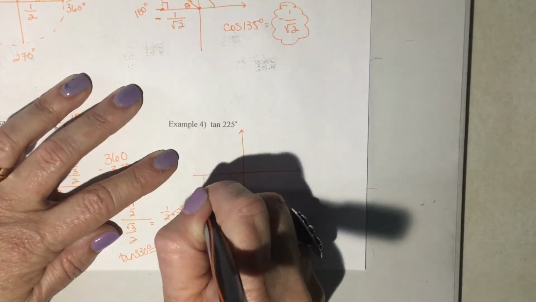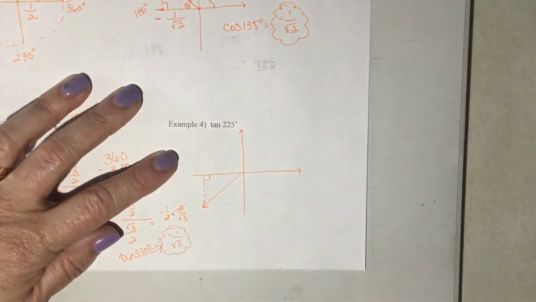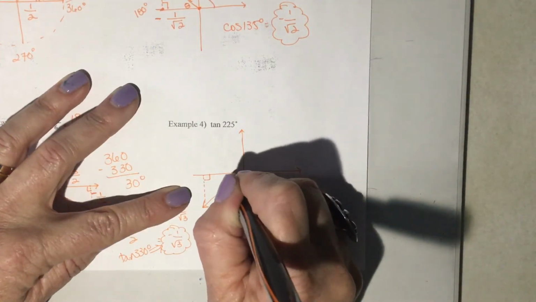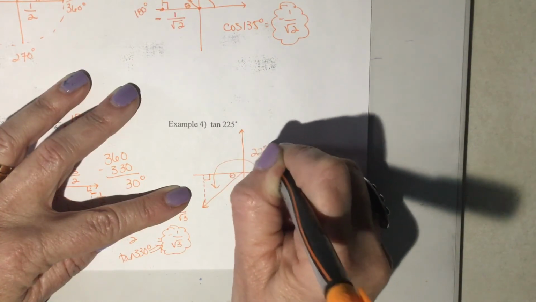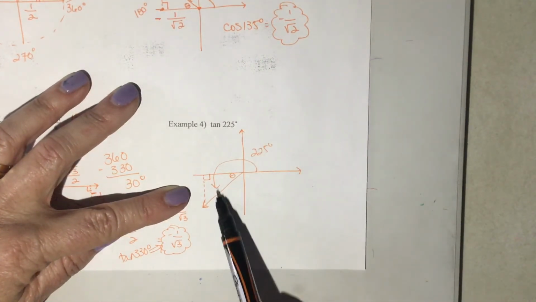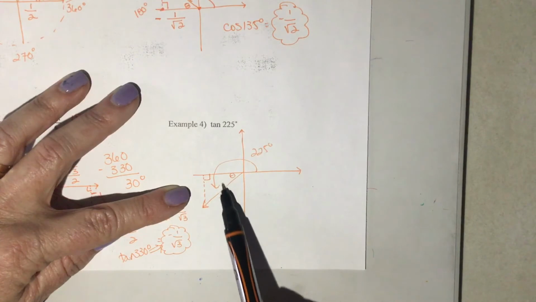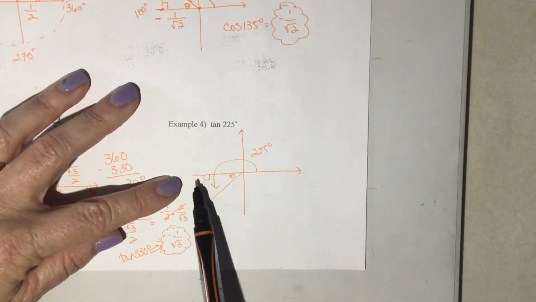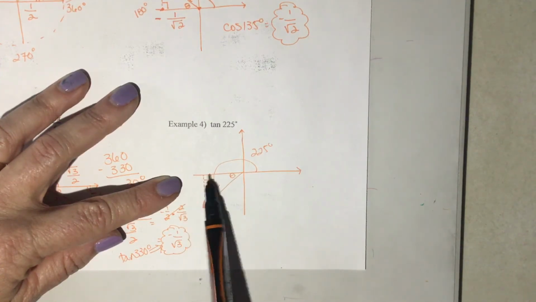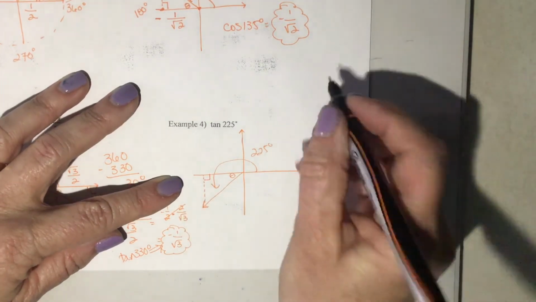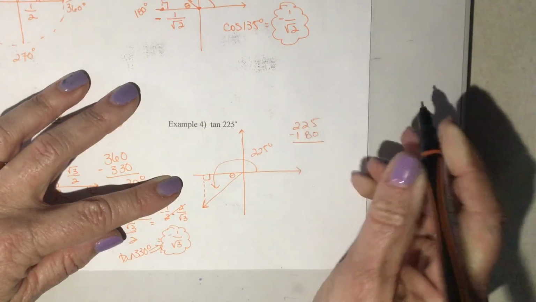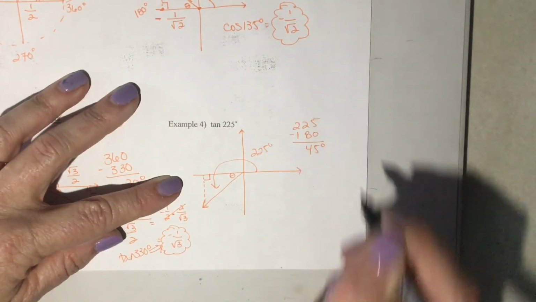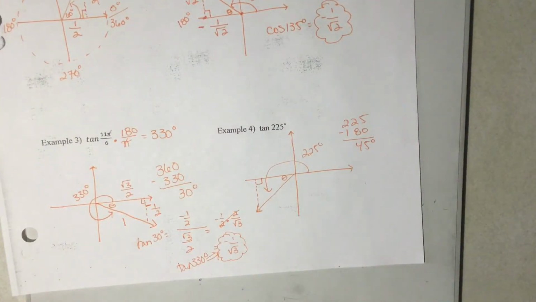Draw my perpendicular line to the x-axis. So I'm looking for this angle right here, because that full angle is 225. I just want that little angle from the terminal side to the x-axis. That's the little bitty angle I'm looking for. So according to this x-axis, what degree measure am I at out here? 180. So I'm going to take 225 minus 180, and I have a 45-degree angle.